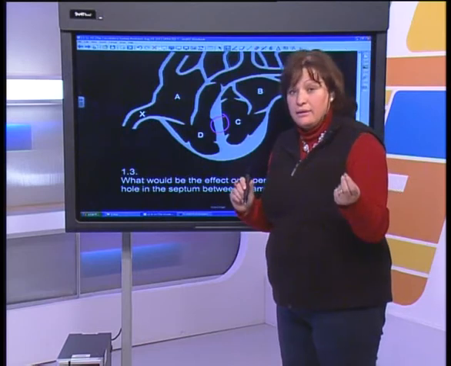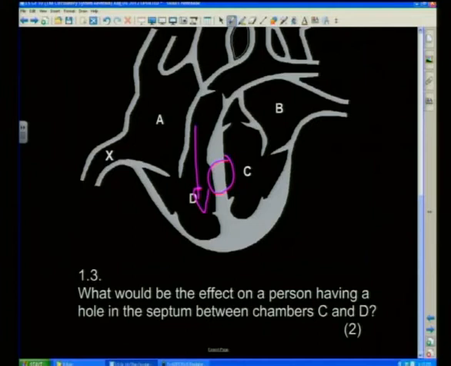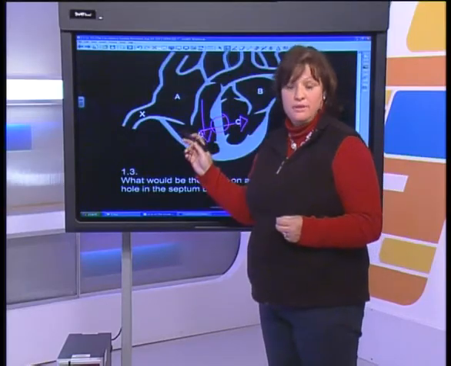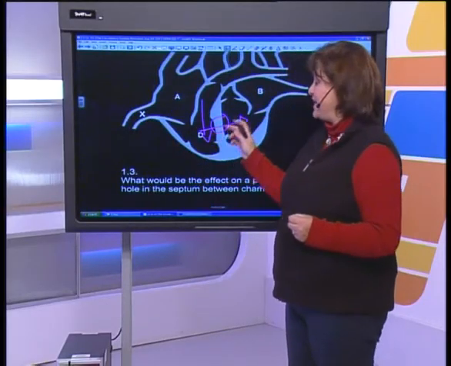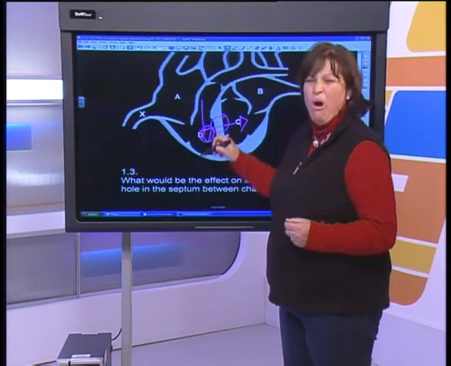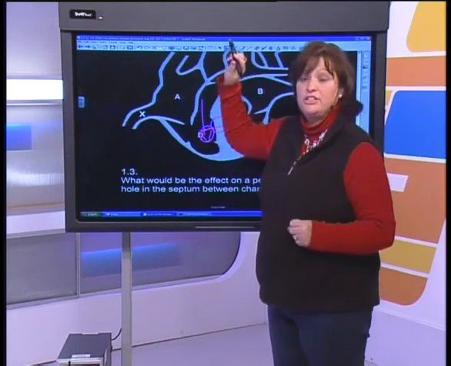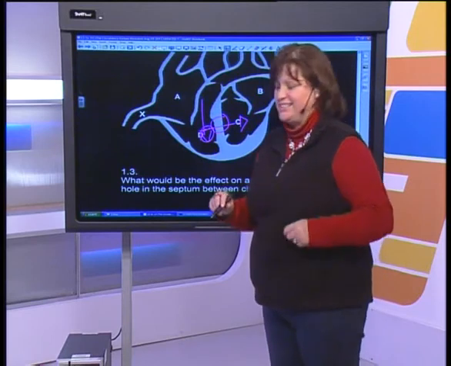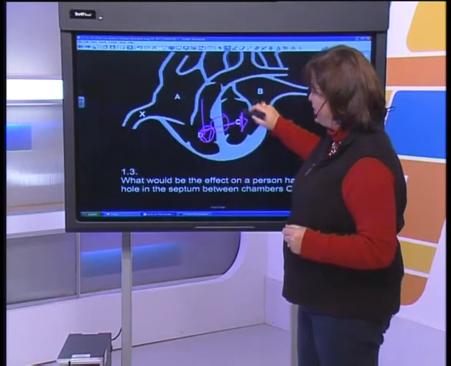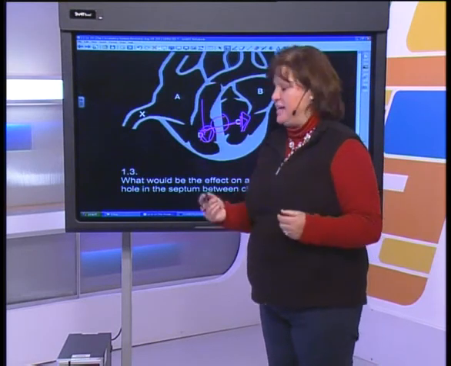Think, what comes in this side? Deoxygenated blood. So what happens is deoxygenated blood will then travel from the ventricle of the right-hand side to the ventricle on the left-hand side. So all of a sudden, this horrible carbon dioxide-filled blood, instead of going to the lungs where we can get it oxygenated, is going to move into chamber C. So what's going to happen? You're going to have less oxygen.